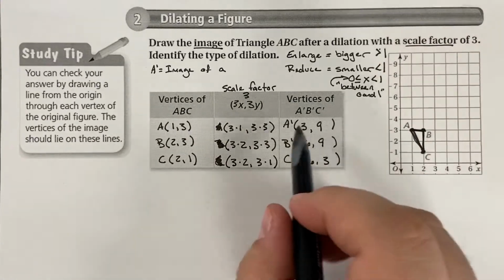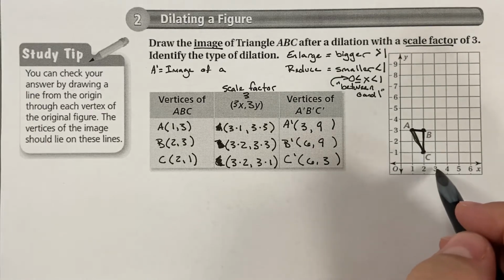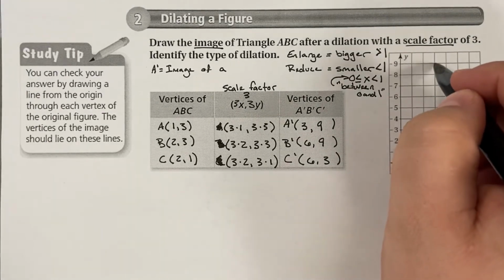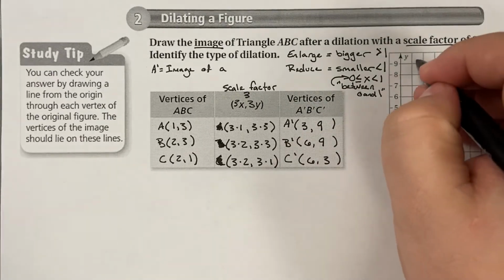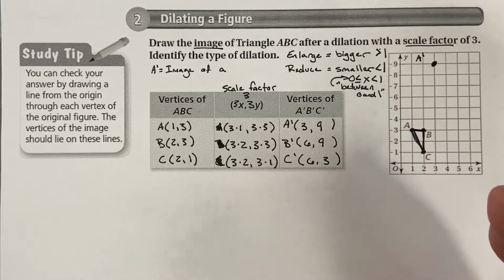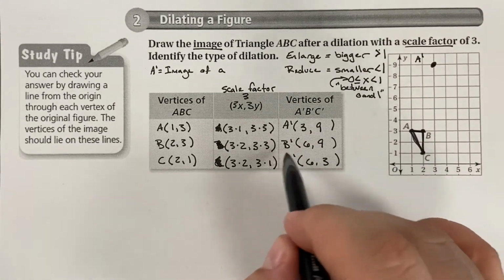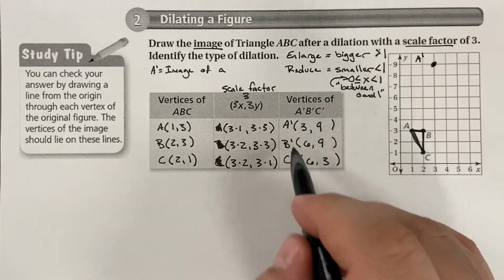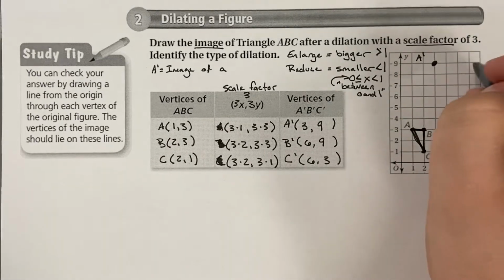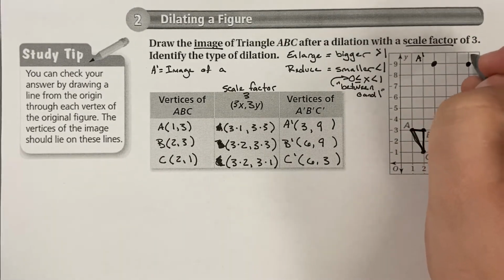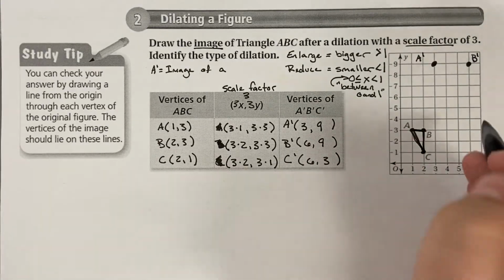So what we're going to be able to do is we can now graph these. We can do 1, 2, 3, and then up to 9. And what we know is at 3, 9, we have the image of A, or also can be said as A prime. Now, we have B prime, the image of B at 6, 9. And then we're going to have C prime at 6, 3.